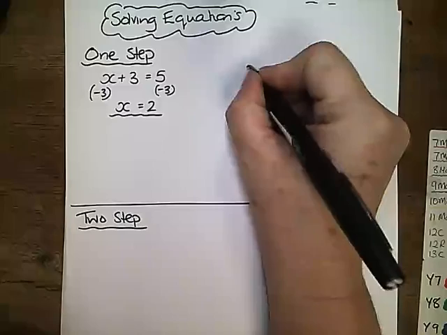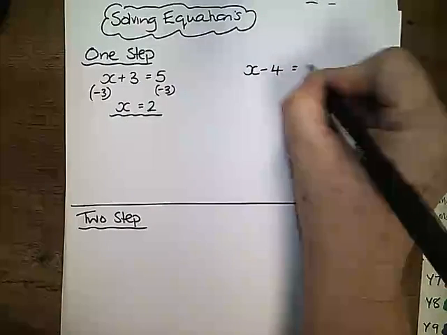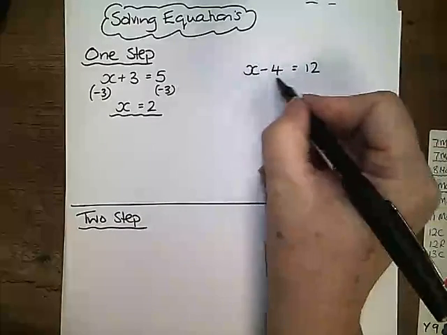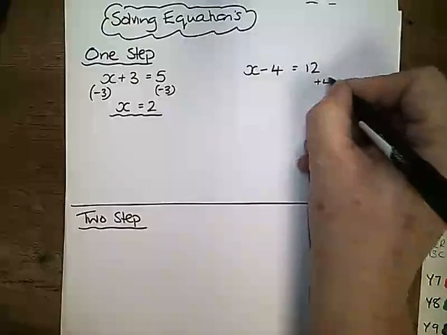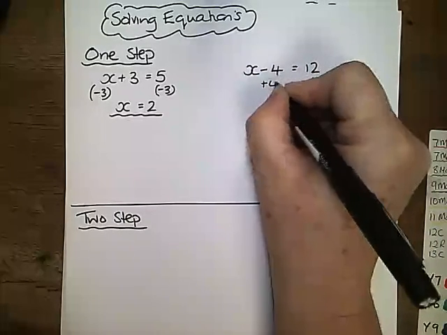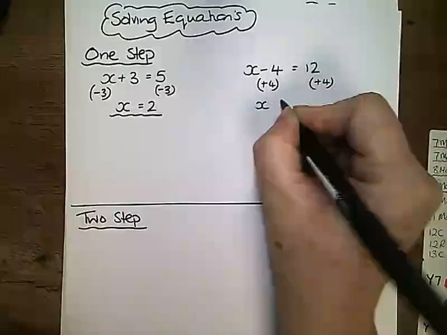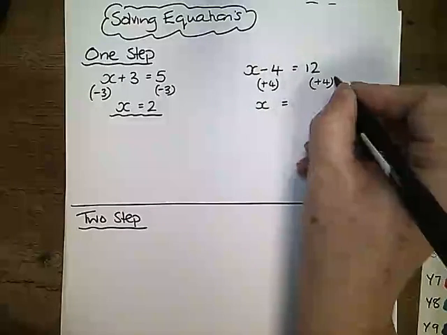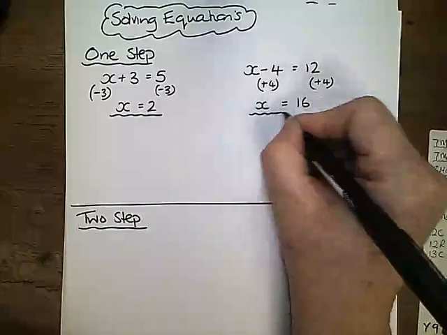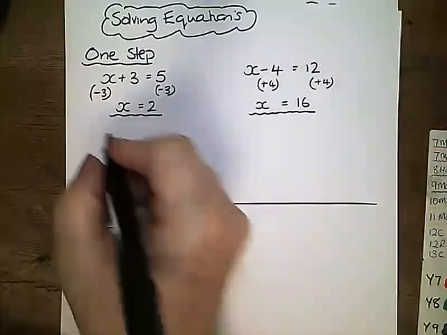If we have an equation that looks like this, x minus 4 is equal to 12. The opposite of minus 4 is add 4 to both sides. Here, that means we are left with x, and then 12 plus 4 is 16. That's the final answer for that equation.